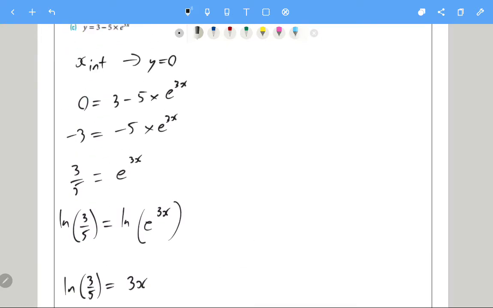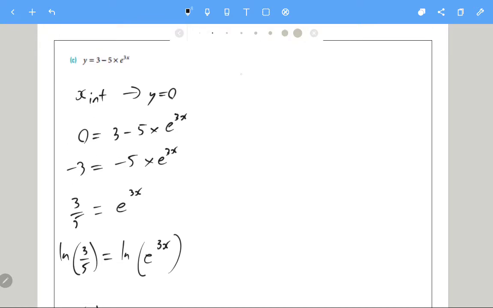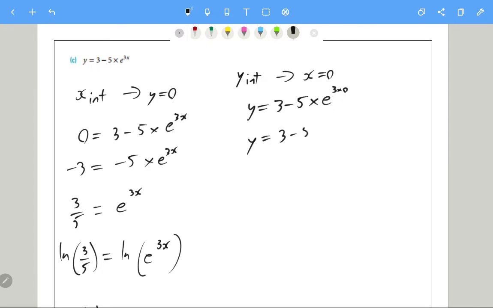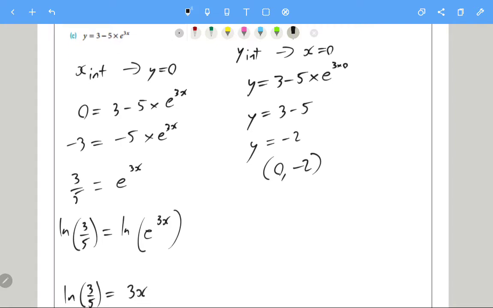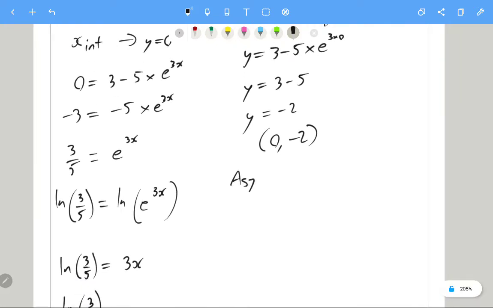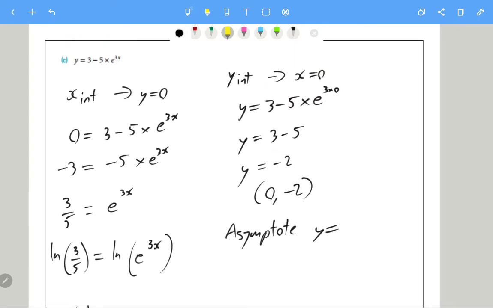Alrighty. So let's do the rest of our business. So back to the top. Y-intercept is when x equals 0, y is equal to 3 minus 5 times e to the 3 times 0. Y is equal to 3 minus 5 times e to the 0, which is just 1. 5 times 1 is just 5, and 3 minus 5 is -2. And so we get our y-intercept is 0, -2. Let's move on. Asymptote time. So the asymptote is going to be y is equal to whatever the constant is out the front, 3.